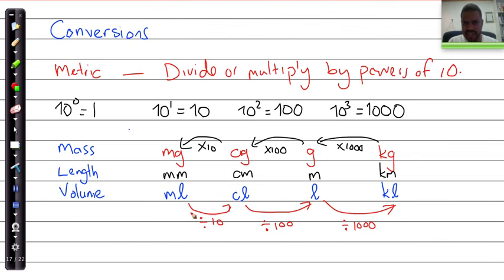Similarly, if I went from milliliters to liters, I know that there's going to be 1,000 milliliters in 1 liter. So I take the number of milliliters, divide by 10, then divide by 100, and then I get liters. Or I can do that directly by dividing by 1,000, because I have 10 and then another 100, and 10 times 100 gives me 1,000. That's how we convert in the metric system for units of mass, of length, of volume.